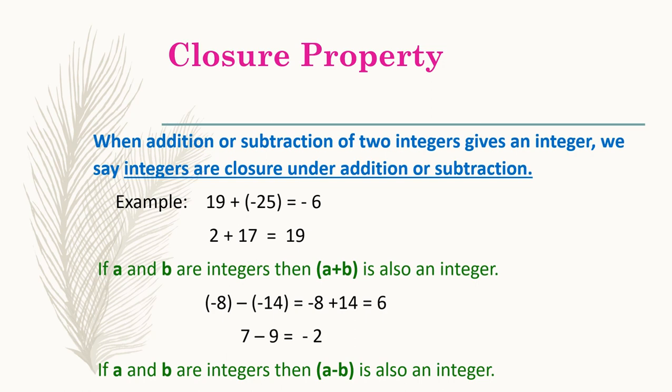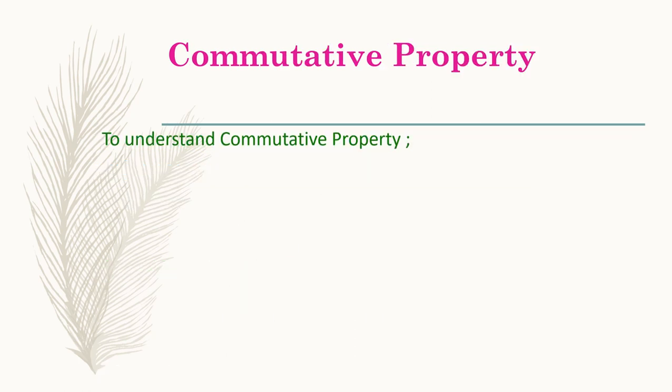If on addition and subtraction of integers they satisfy this condition, then we say that integers are closed under addition or subtraction. The next property is commutative property.